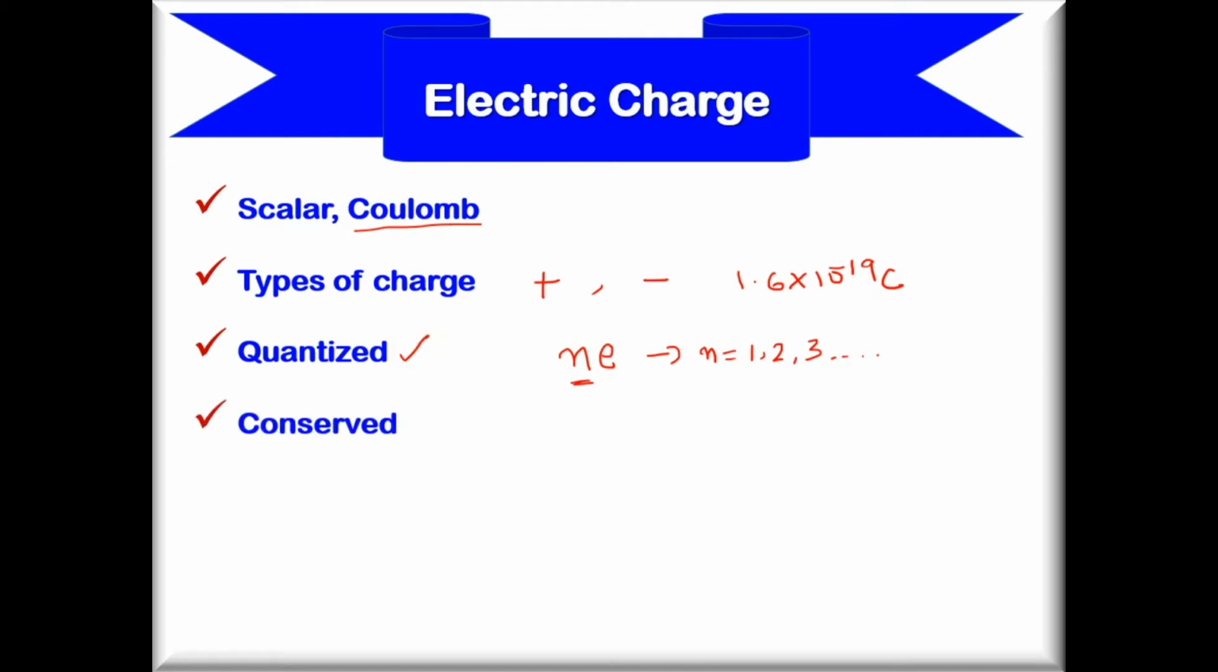And coming to the next point, electric charge is conserved. What is the meaning of conserved? It can neither be created nor destroyed. Any conserved physical quantity is neither created nor destroyed, it is transferred from one place to another place. The same thing you can apply for electric charge also.